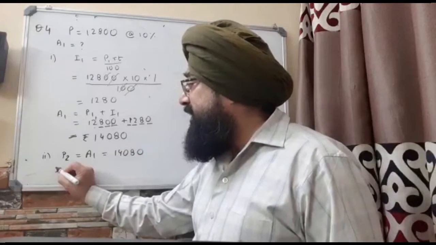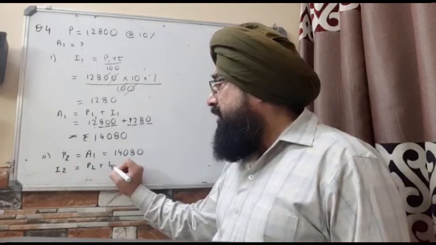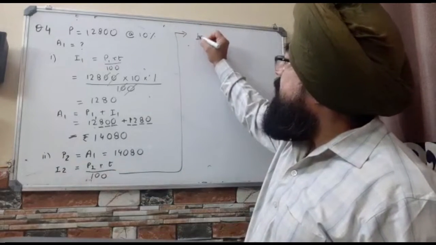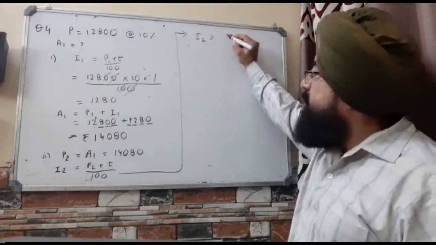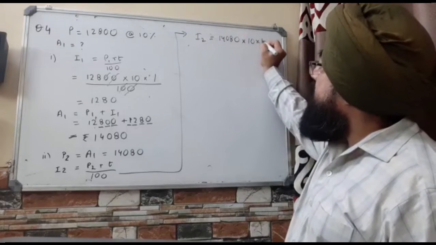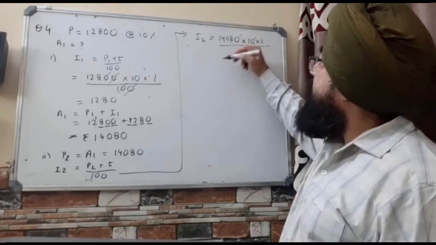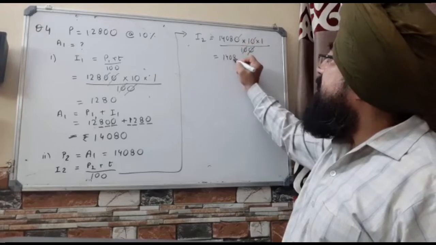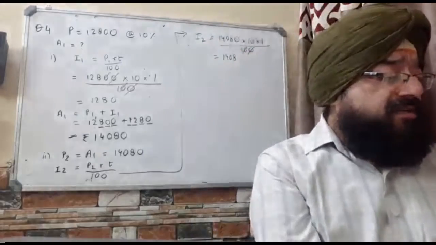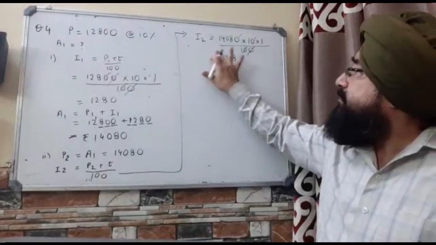And you calculate the interest of the second year using the formula P2 R T upon 100. So you get that I2 is equal to P2, which is 14080, into rate which is 10, into time which is 1, upon 100. And I can scratch off the 0 and one more 0 to make it 1408, the interest of the second year. They asked us to calculate the interest only. So the interest he earns in the second year is calculated like this.